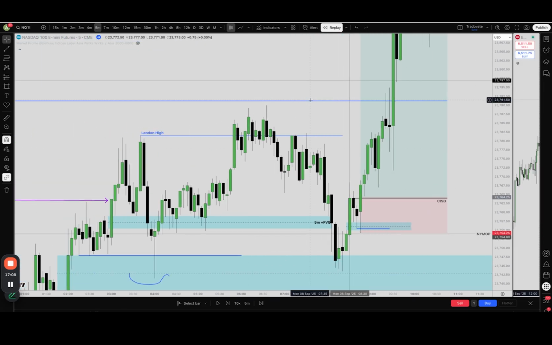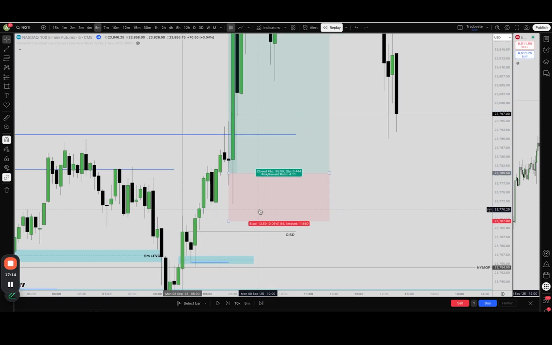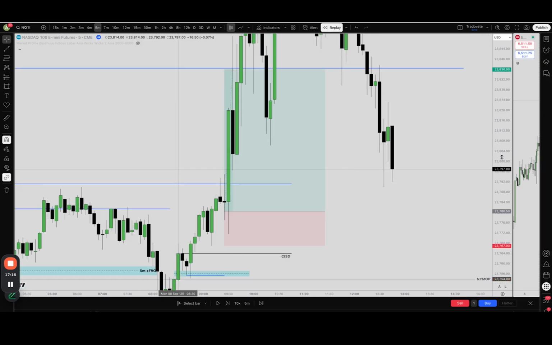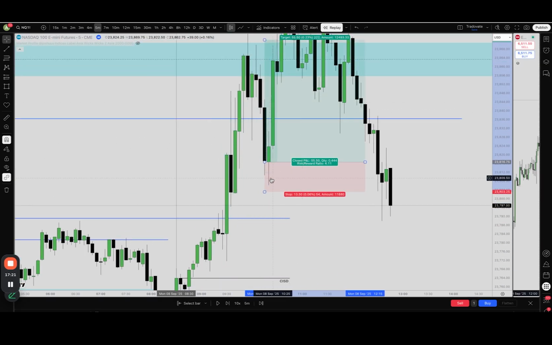Now, let's just say you missed that entry too. Where are you getting in? Off of this order block. Stop loss goes beneath here. Okay, let's just say you missed that entry as well. Where are you getting in at? Right here, again, at this order block.